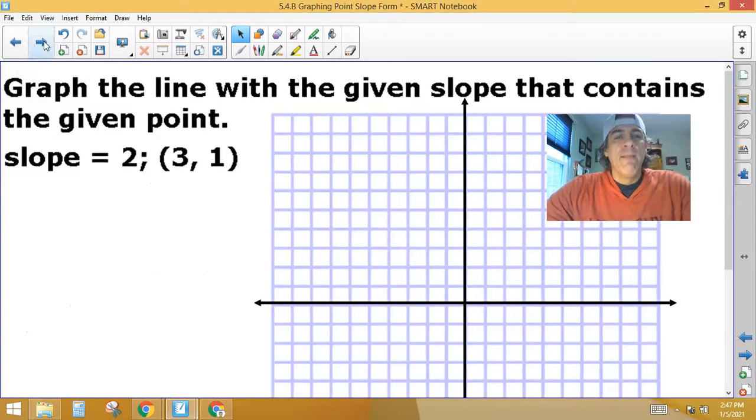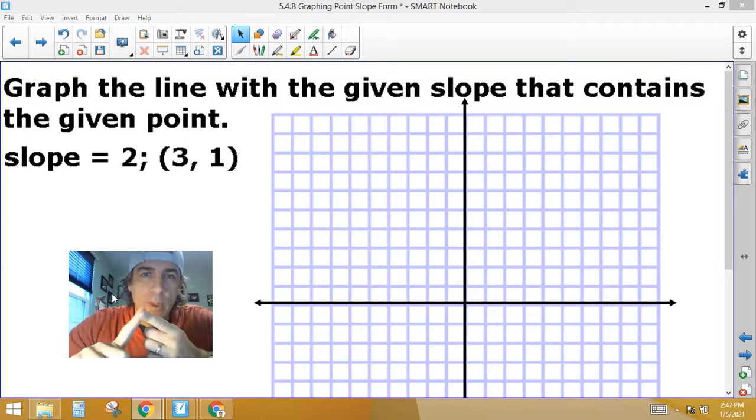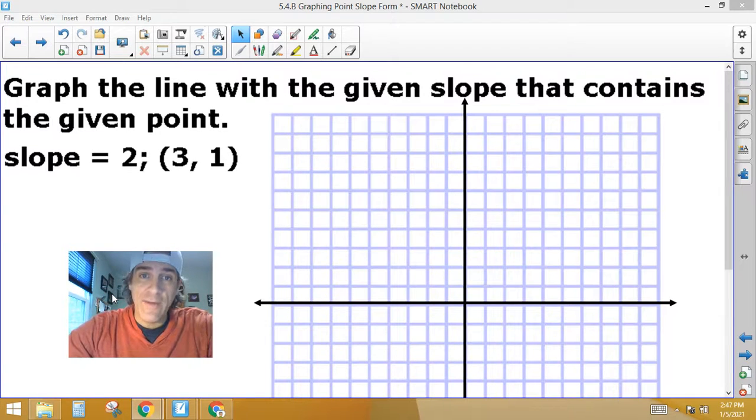All right, first thing, this is not in point slope form, but how would we graph a line if we had a point and we had a slope? Well, typically, if we have something in slope-intercept form, we would graph the y-intercept, which is a point, and then apply the slope. So if we have a point, like we do 3, 1 here, and then a slope of 2, we can do the same exact idea.